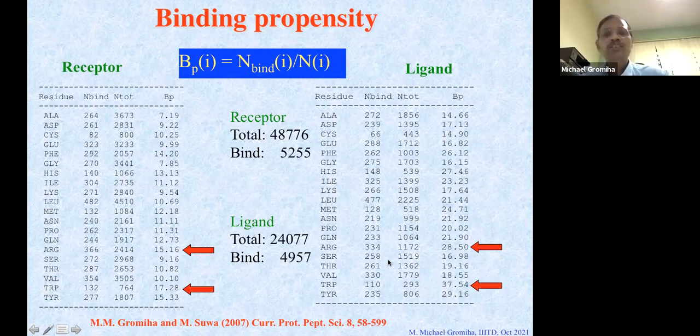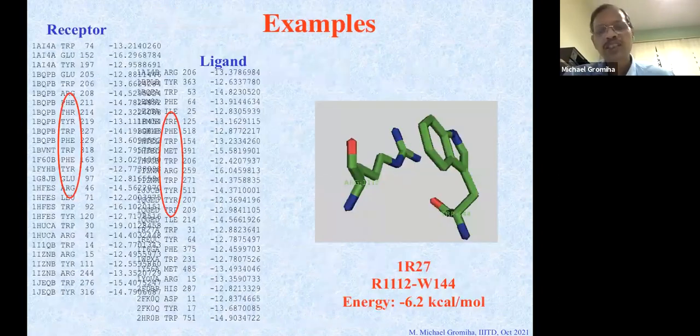The next question is, okay, so you find some residues which are preferred at the interface, whether there is any specific preference for the partner. So whether we have any partner residues, interacting pairs at the interface. Here I show one example, that is arginine and tryptophan in 1R27, right? Here the energy is minus 6.2 kcal per mole.